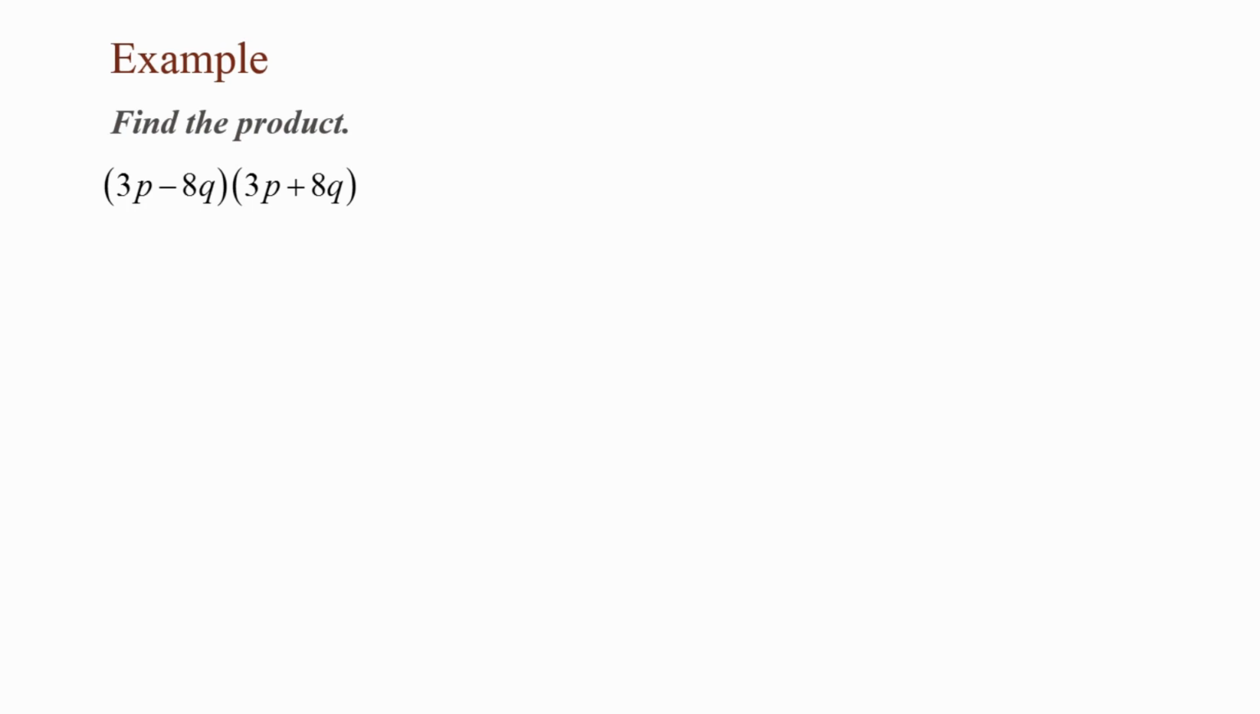In this example, find the product of (3p minus 8q) times (3p plus 8q). I have binomial conjugates again. 3p times 3p is 9p to the second power, minus 8q plus 8q, minus 64q squared. So my answer is 9p squared minus 64q squared.